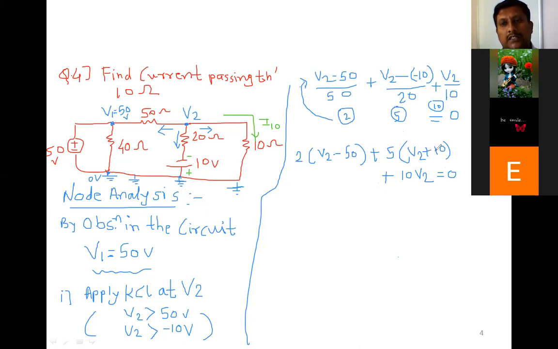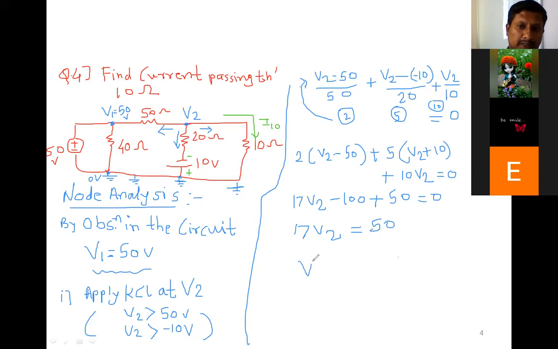Now this calculation we have done, so only one unknown is there. So 2V2 plus 5V2 plus 10V2 will give 17V2. Next 2 into minus 50 is minus 100. 5 into 10 is plus 50. So minus 100 plus 50 is equal to 0. I have added all the V2 terms, and all the constant terms we have to add. 17V2 minus 100 plus 50 means minus 50 goes to the right hand side and becomes plus 50. So V2 is 50 divided by 17.